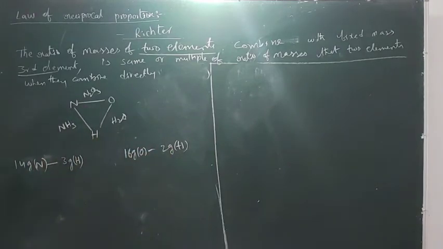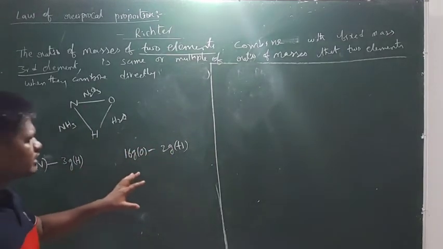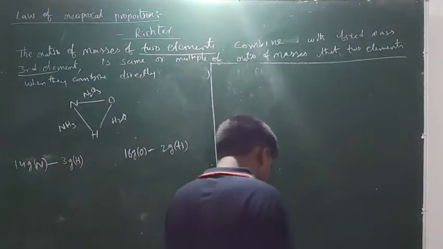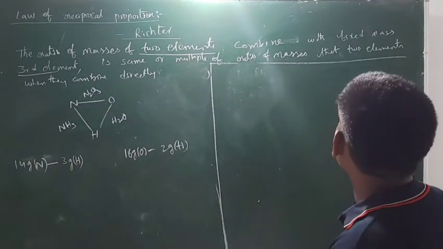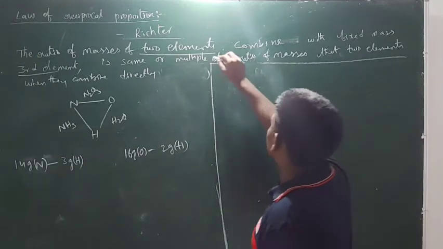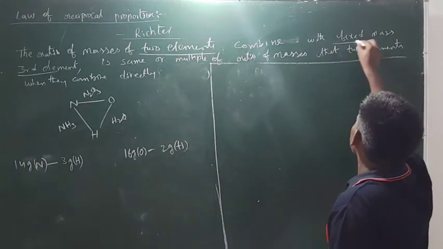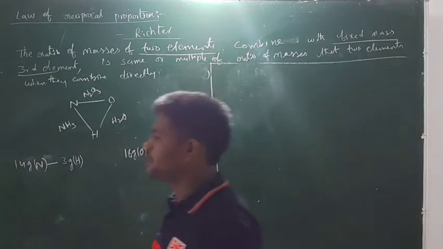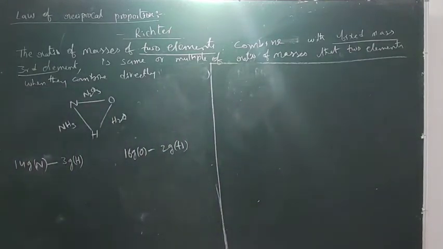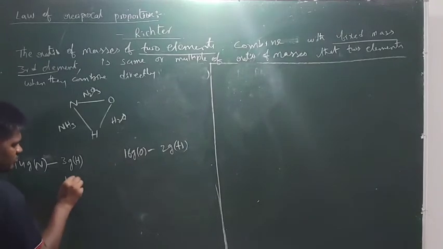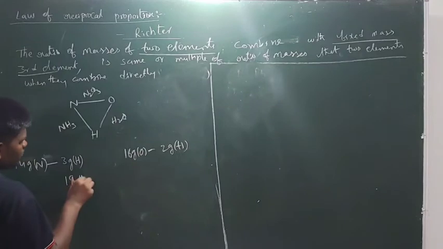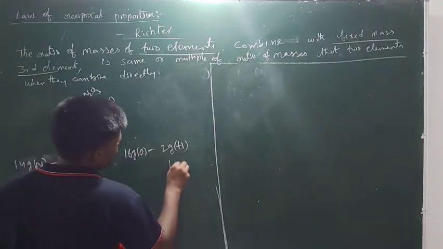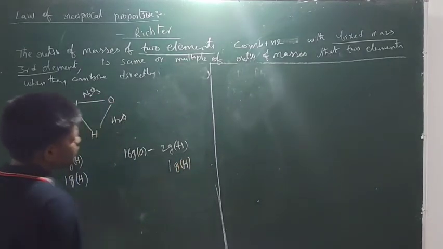Now you see, guys, here nitrogen and oxygen both are not combining with the fixed mass of the hydrogen, but according to the definition the two elements should combine with the fixed mass of the third element. So here first we need to fix the mass of the hydrogen. Let me fix the mass of the hydrogen as 1 gram. Here also you can take it as 1 gram of the hydrogen.